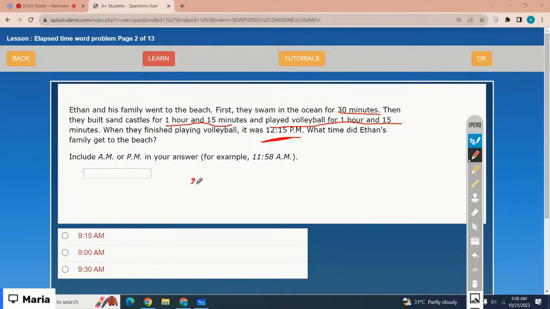Okay, for swimming they did 30 minutes. Then 1 hour and 15 minutes they built sand castles, and for volleyball they played 1 hour and 15 minutes. Just add them, right? Add hours to hours and minutes to minutes. 1 hour and 1 hour makes 2 hours. 30 minutes, 15 minutes, and 15 minutes also make 1 hour. That means 3 hours they spent on the beach.